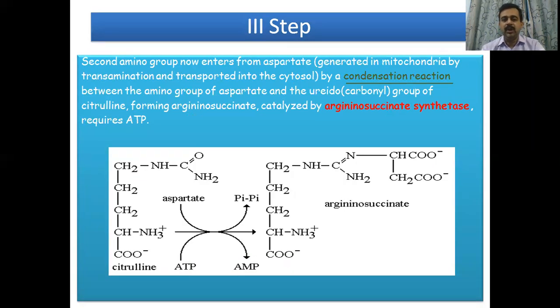The second amino group now enters as aspartate, generated in the mitochondria by transamination and transported into the cytosol. A condensation reaction occurs between the amino group of aspartate and the ureido, that is the carbonyl group, of citrulline to form argininosuccinate, catalyzed by argininosuccinate synthetase. Here, citrulline is converted to argininosuccinate, so two amino acids have been joined to each other to form argininosuccinate.